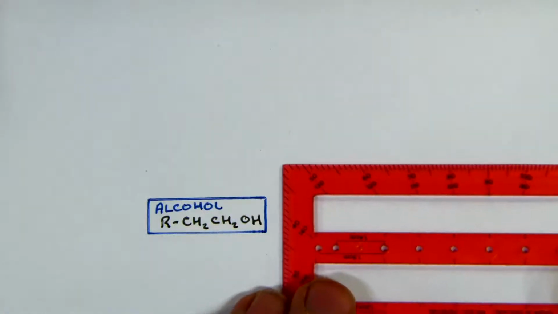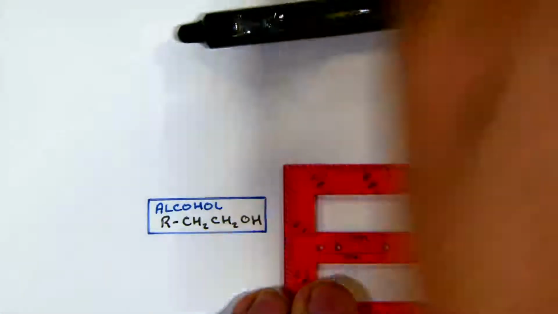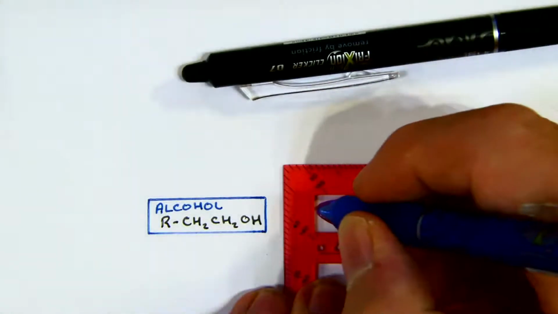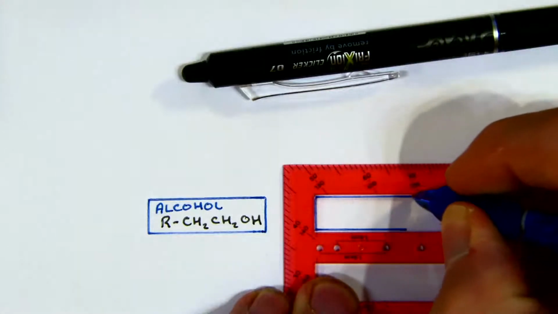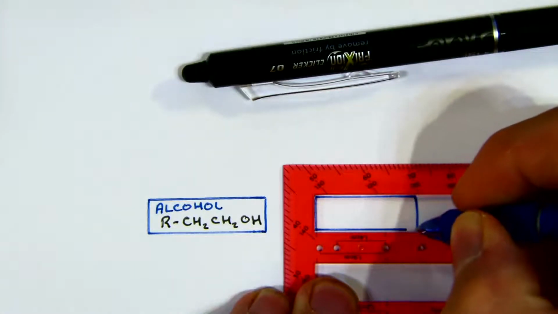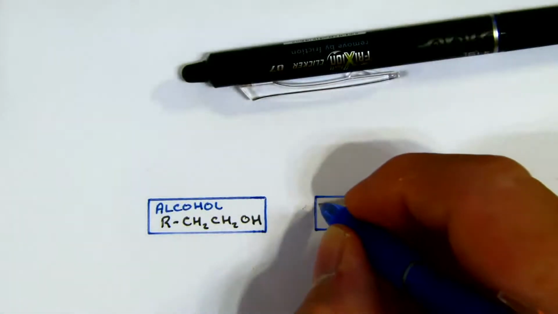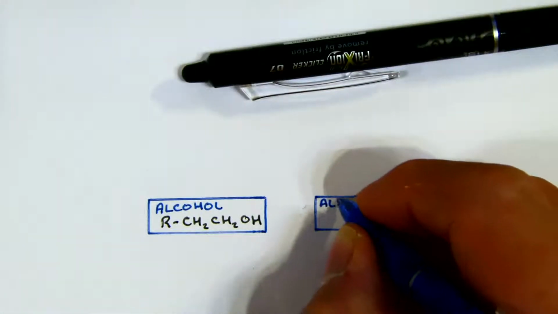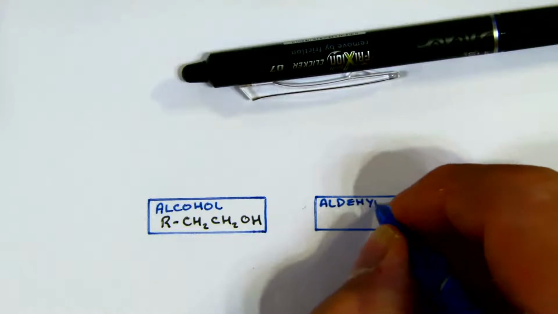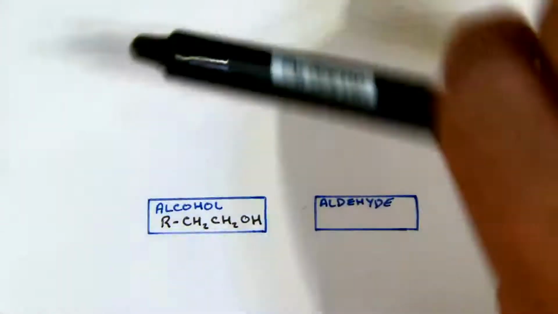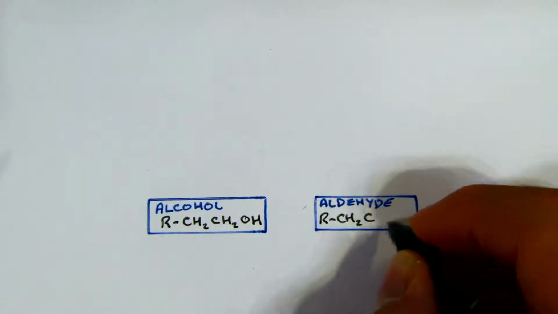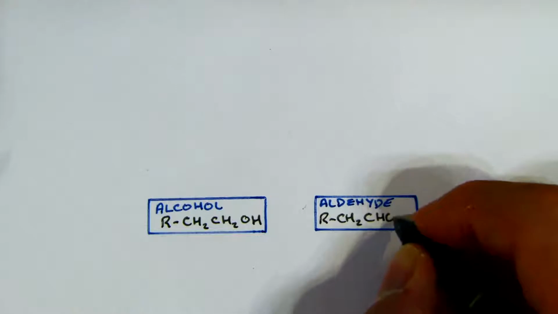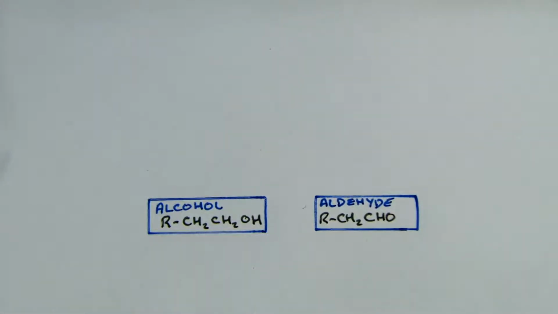And one of the things we can do with an alcohol is we can turn it into something like an alkene. Sorry, an aldehyde. Let's go aldehyde first. So this we can go to an aldehyde, which is going to be R CH2 CHO. So we've got an aldehyde.